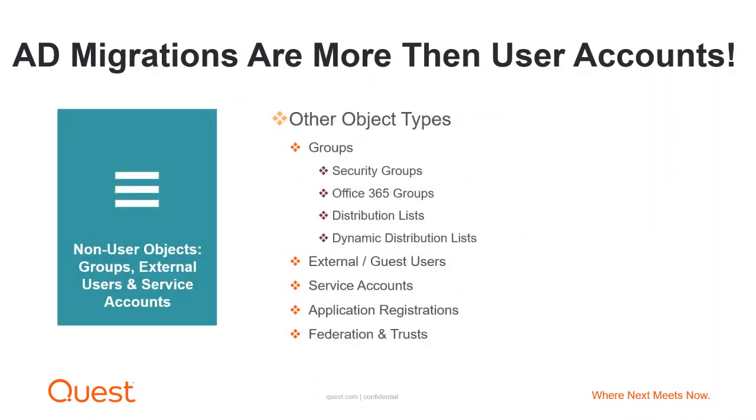As we move into non-user objects, these are groups, external users, service accounts. This can get pretty complicated, particularly when we say groups, because it's a general term to mean a lot. This can be security groups, Office 365 groups, distribution lists, dynamic distribution lists, all those other kinds of groups. For large organizations, this can get to be a challenge because some orgs have policies against using certain kinds of groups. And some of these have content behind them.